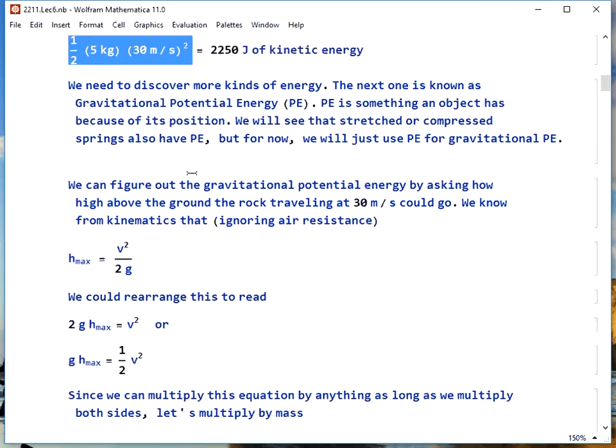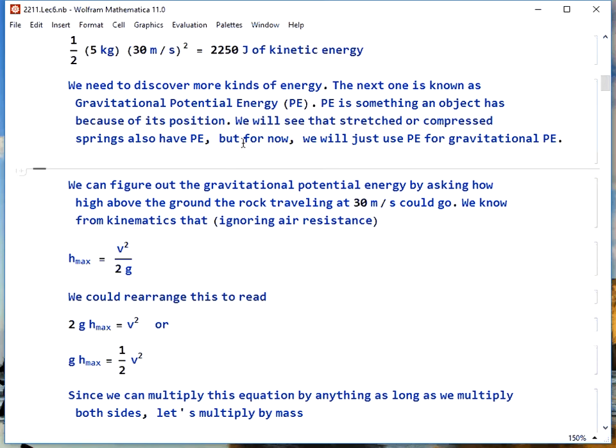But there are other kinds of energy, and the next one we're going to look at is gravitational potential energy. Potential energy is something that an object has because of its position. So if we move it higher or lower in a gravitational field, its potential energy will increase or decrease. Springs also have potential energy because of their position. If we separate the two ends of a spring very far from each other, we're going to store a lot of energy there. We'll deal with springs later, but for now we'll just look at gravitational PE.